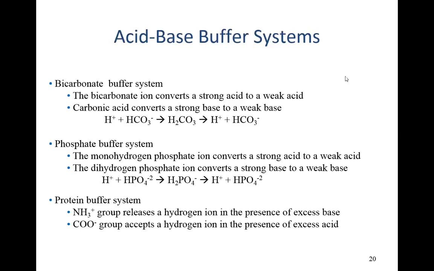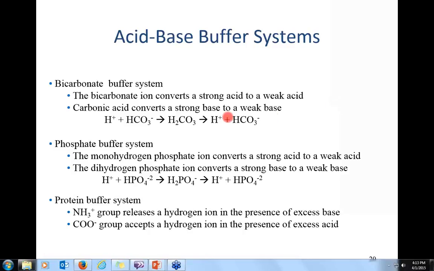So the acid-base buffer systems, the most abundant one we've hopefully come to know and love, is hydrogen ions plus bicarbonate ion yield a weak acid, carbonic acid, and that can be broken down into hydrogen ions plus bicarbonate.